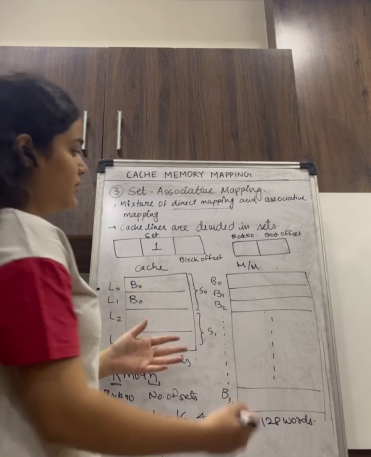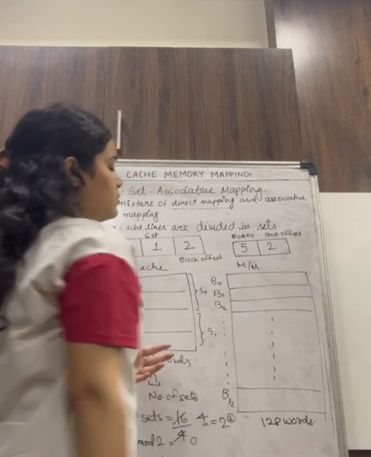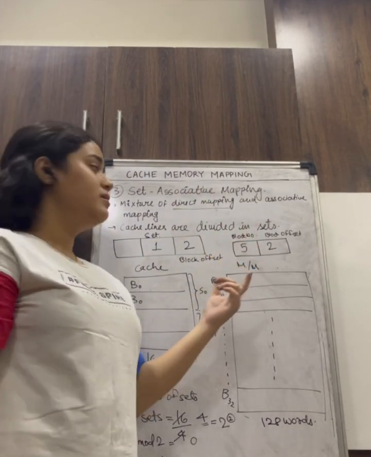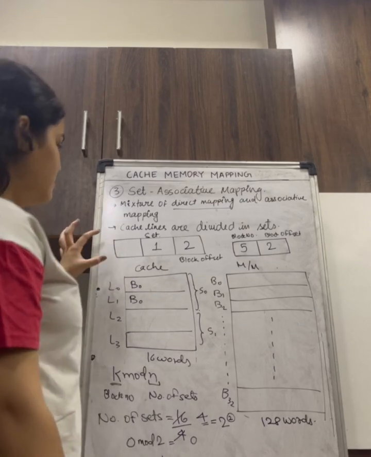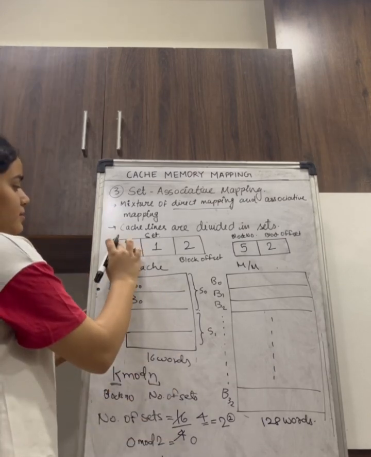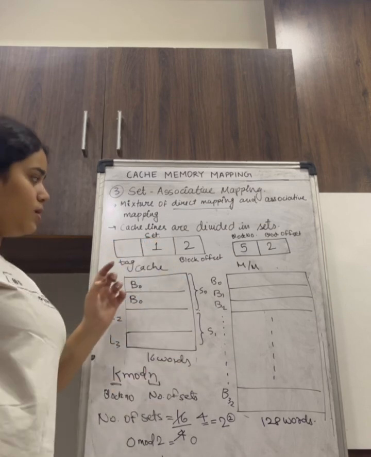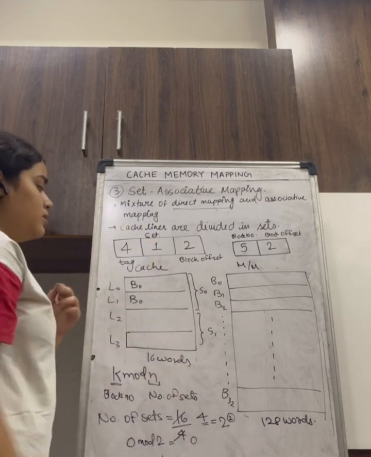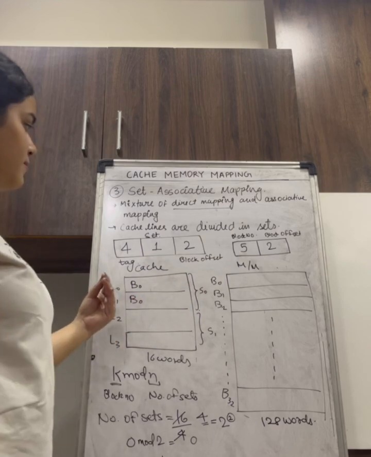And block offset, we already know we have 2 bits here because the total bits are 7, and the first field in this represents the tag. So 7 minus 3 gives 4. Tag represents which block from the line. So this is set associative mapping.